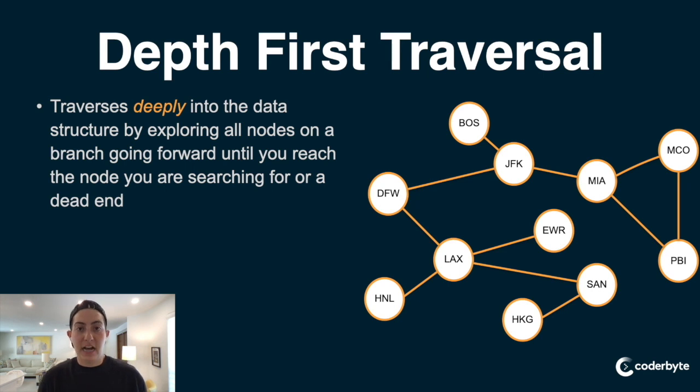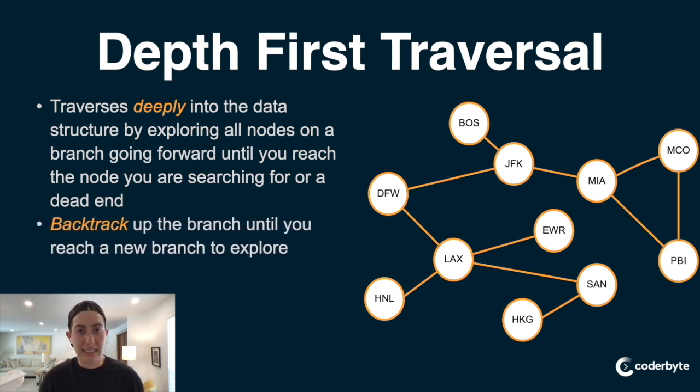So once again, for this algorithm, we traverse deeply into the data structure. We explore all of the nodes on a branch going forward until you either reach the node you're looking for or a dead end. Keep those in mind because, hint, hint, we are going to be using recursion for this. And remember, if you've seen our recursion videos, you need to know your base cases. So remember that we want to stop the algorithm when we've reached the node we're looking for, or we've reached a leaf node. Once we've reached that leaf node, we want to backtrack up that branch until we reach a new branch to explore.